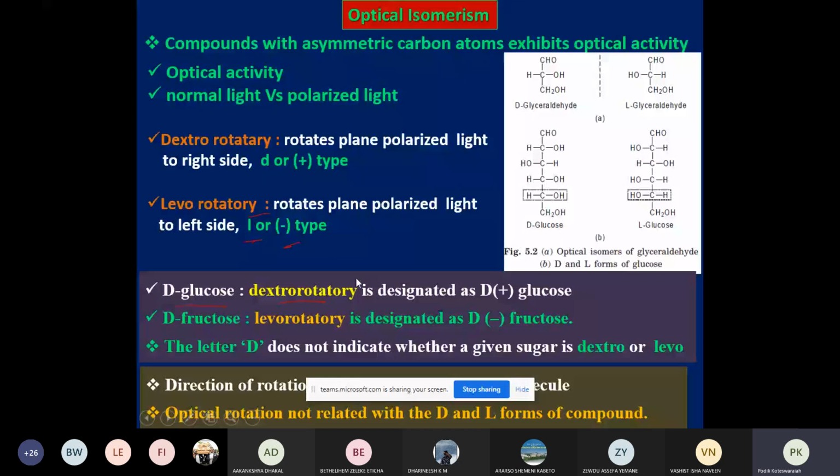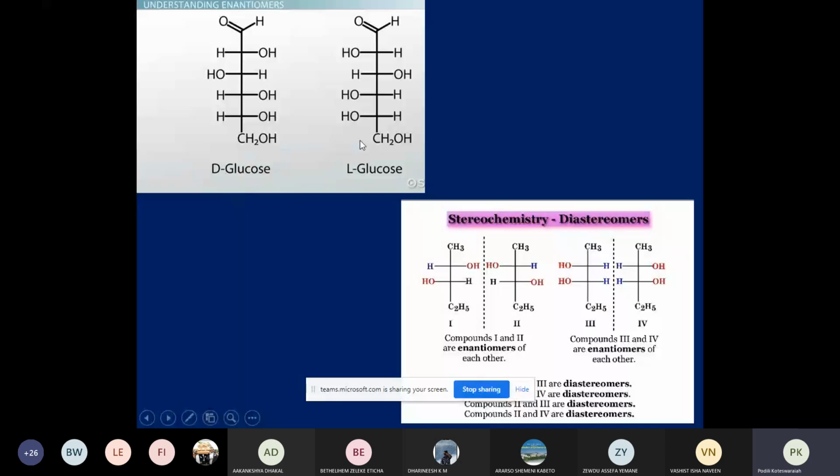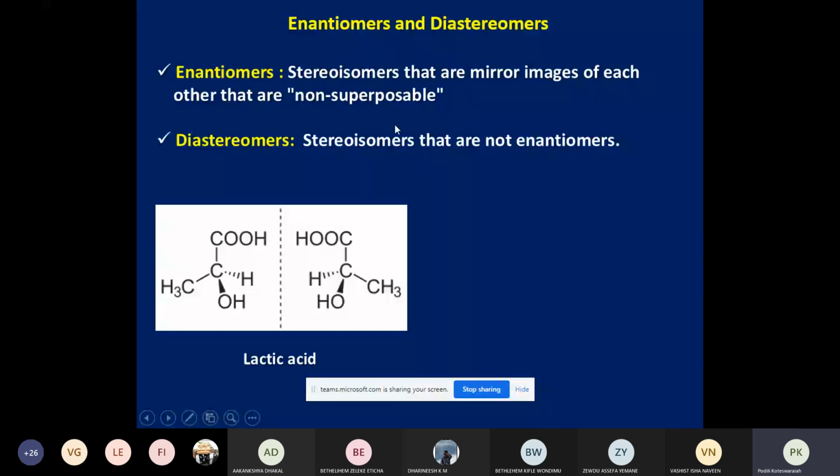substance. Coming to the enantiomers and the diastereomers, we know that stereoisomers have the same molecular formula and the same structure, but a different spatial arrangement of atoms. Enantiomers are the stereoisomers that are mirror images of each other. You can see here D-glucose and L-glucose are mirror images of each other. In the same way, compound 1 and compound 2 are mirror images of each other. So stereoisomers which are mirror images of each other are enantiomers.